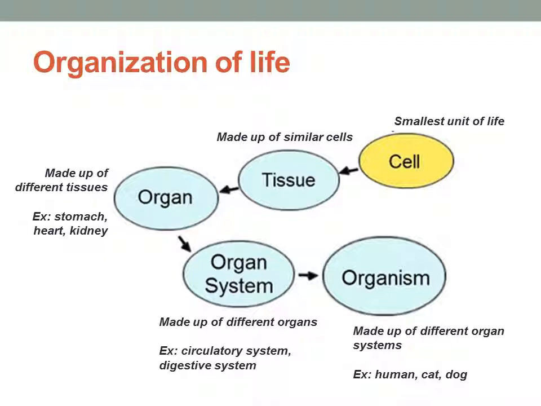Here's another characteristic of life. Things that are living are usually organized in a very similar way. So the progression is, it goes from a cell, a group of cells would be tissues. A group of tissues would be an organ. A group of organs would form an organ system. And a group of organ systems would form an organism. So the cell is the smallest unit of life, and all of these components will make up an actual organism, which would be something like a human, a cat, or a dog.